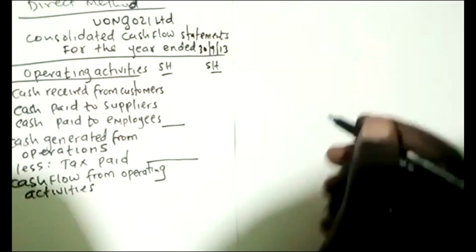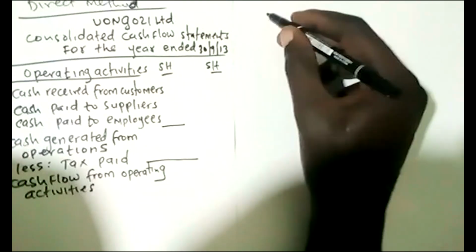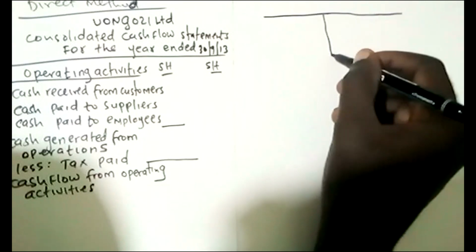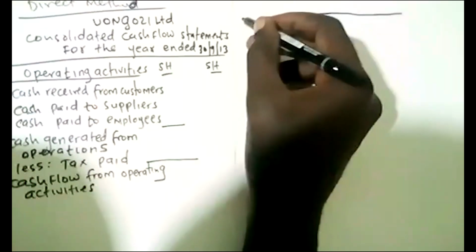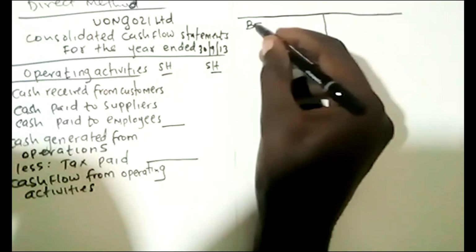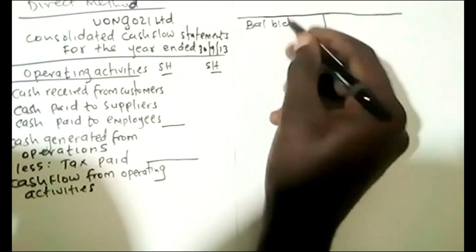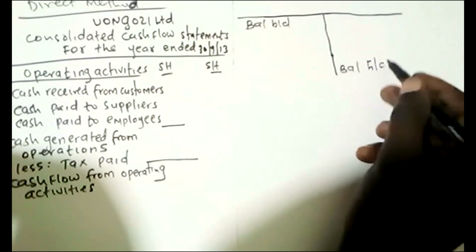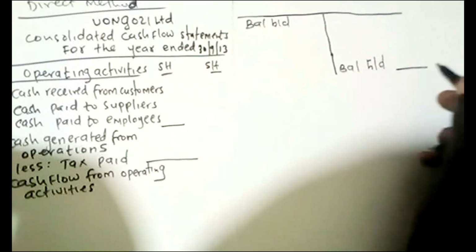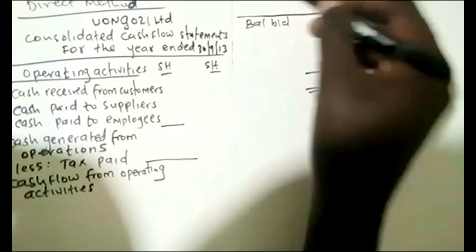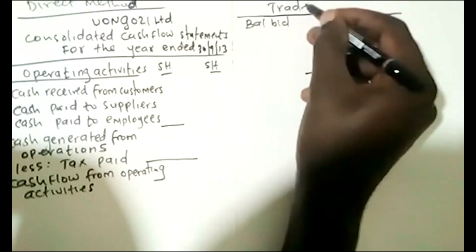So we start from cash received from customers. We will do the debtors account, the balance brought down and the balance carried down. So that is the trade receivables account.